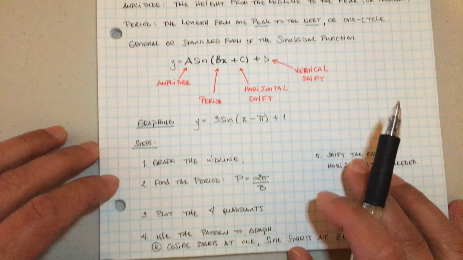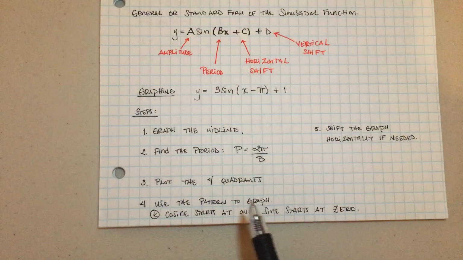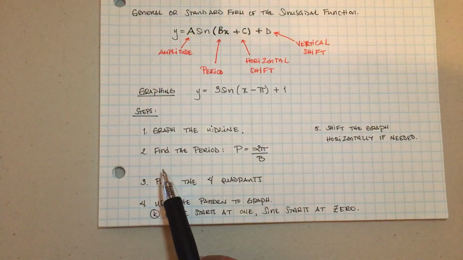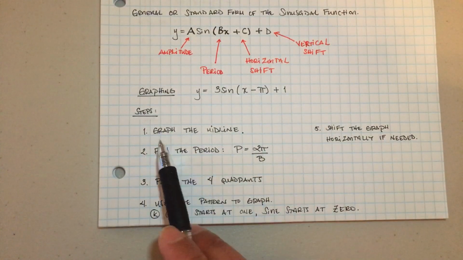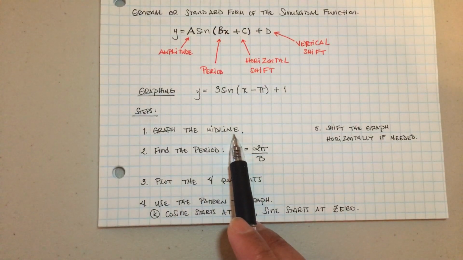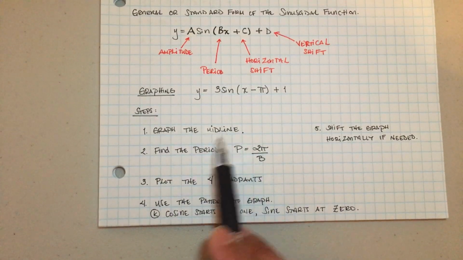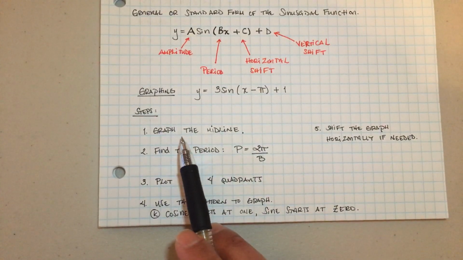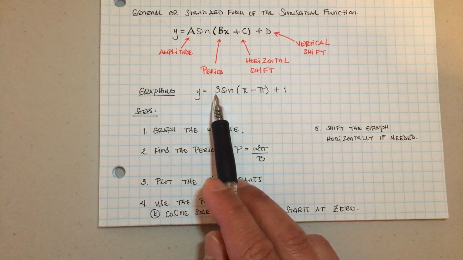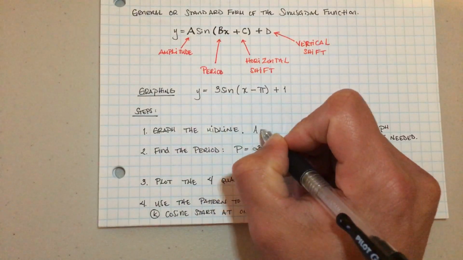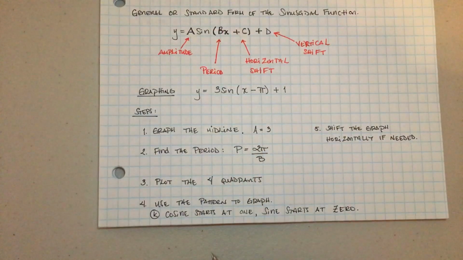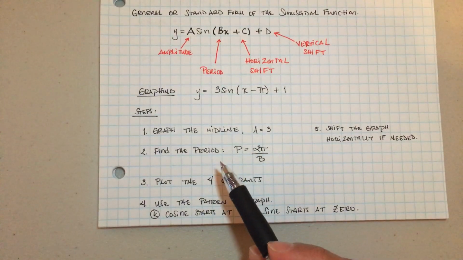So let's go ahead and take a look at an example. How do we graph these, okay? The first thing you want to do, when you graph your x and y axis, is graph your midline. That's the first thing you want to do. From there, I forgot to put it here, but you want to know your amplitude. In this case, your amplitude is 3. That's how high it's going to go up from the midline, okay?